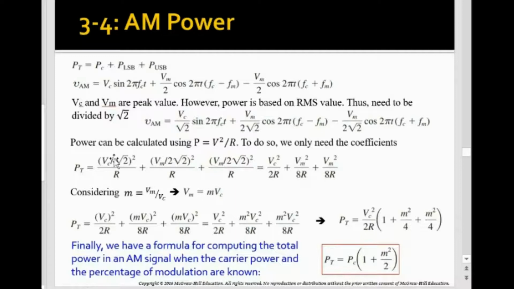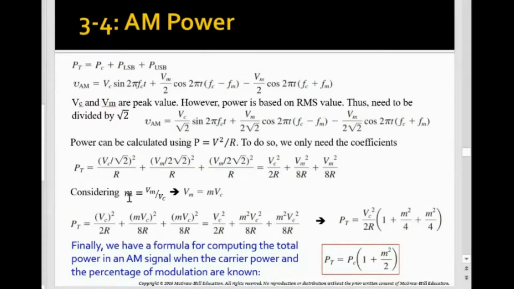So square root of 2, power 2, becomes 2 here. And 2 times square root of 2 power 2 becomes 8 here. So you have the carrier voltage squared divided by 2 times your resistance, plus for the two sidebands, the peak of your voltage power 2 divided by 8 times your resistance. And this is repeated 2 times for the two sidebands. Of course, both sidebands have the same power.